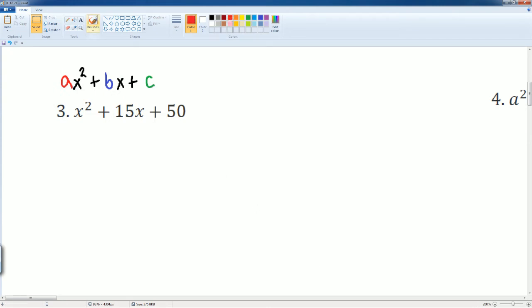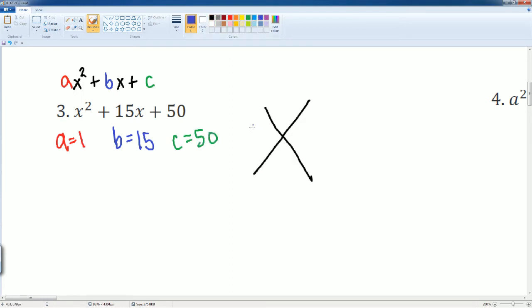A equals 1. B equals 15. And C is equal to 50. We draw our X to organize it. We want to find 2 numbers that add up to 15 and multiply to 50. Okay, here is your P and Q for reference. So what 2 numbers here will multiply to make 50 and add to make 15?